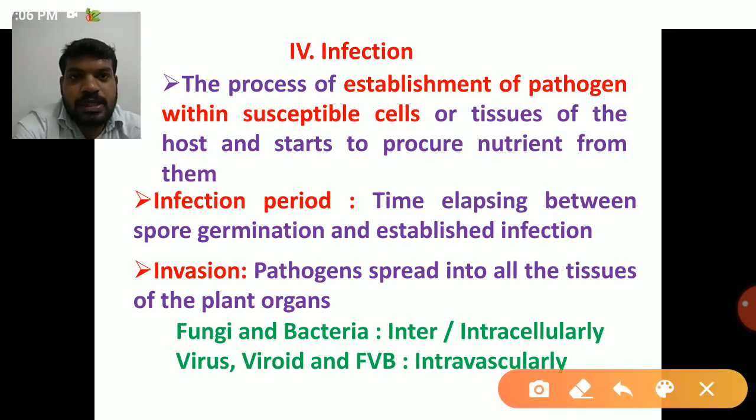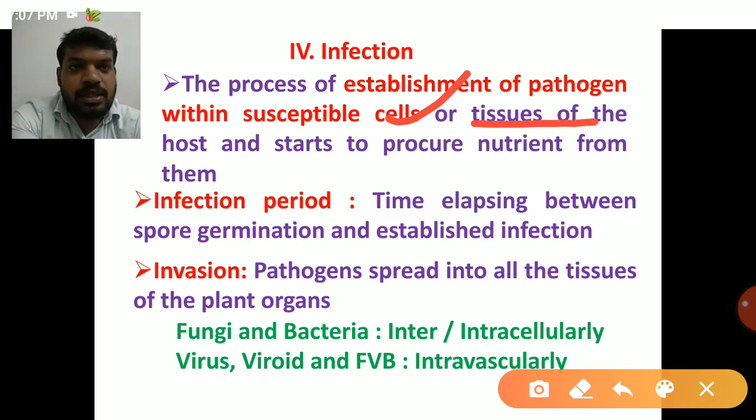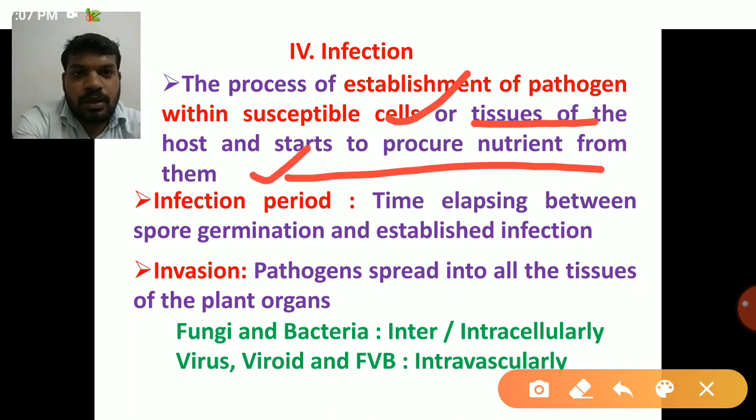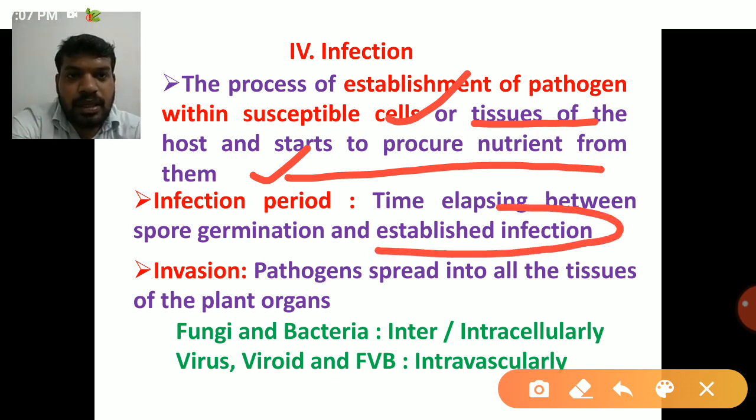So the fourth step is infection, one of the important steps in the disease cycle. In this step, the pathogen is established within the susceptible host. After entering the host, that is penetration, the pathogen will take nutrients from the plant and establish or multiply its progenies in the particular host, in susceptible cells and tissues of the host, and starts to procure nutrients from them. The infection period is the time elapsing between spore germination and established infection.